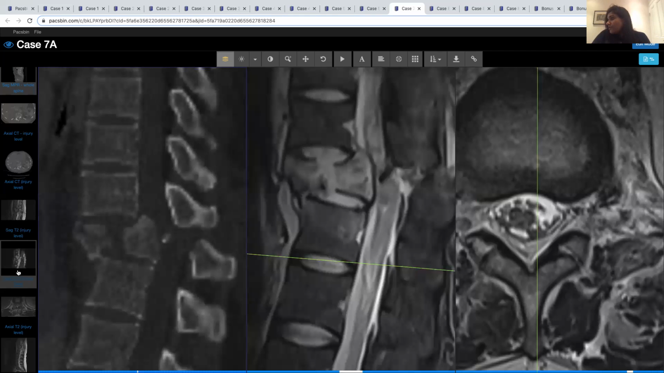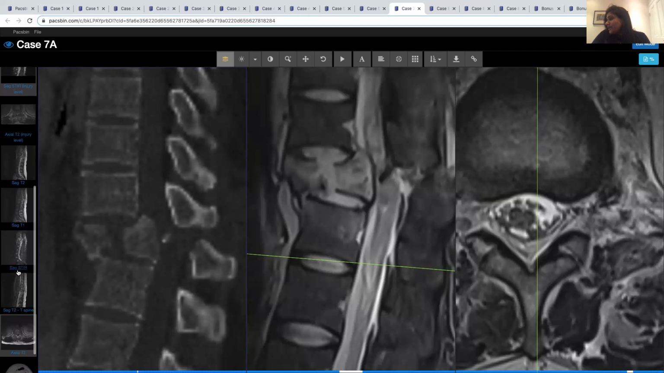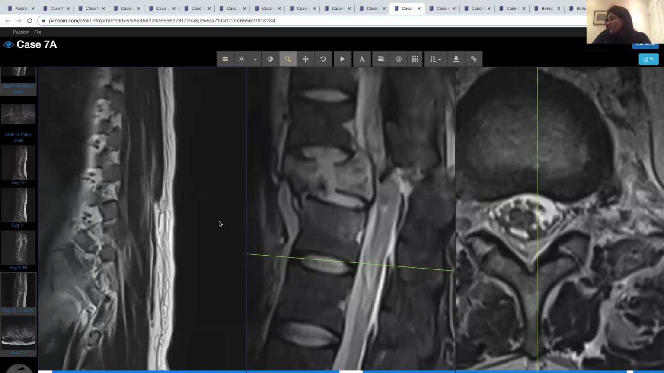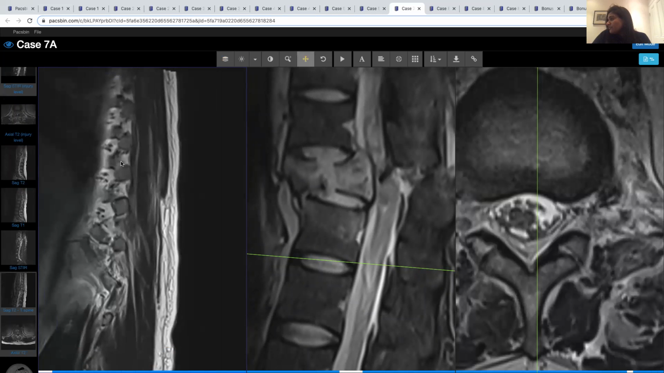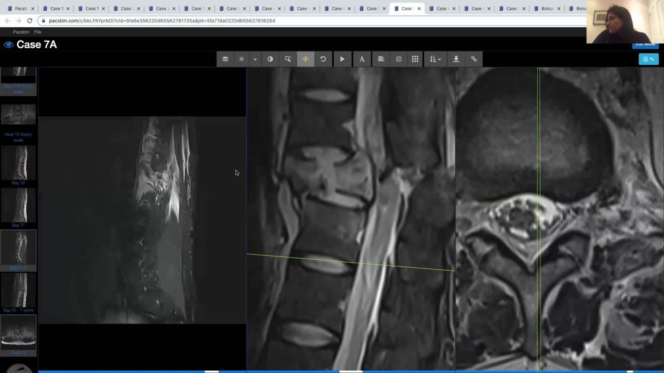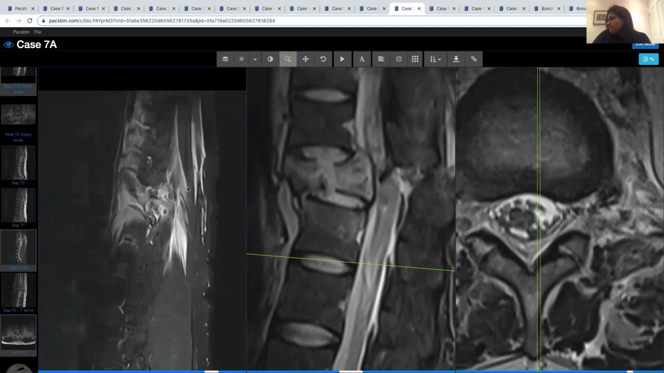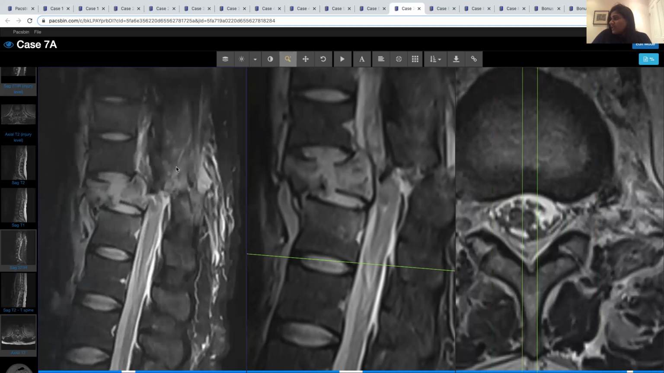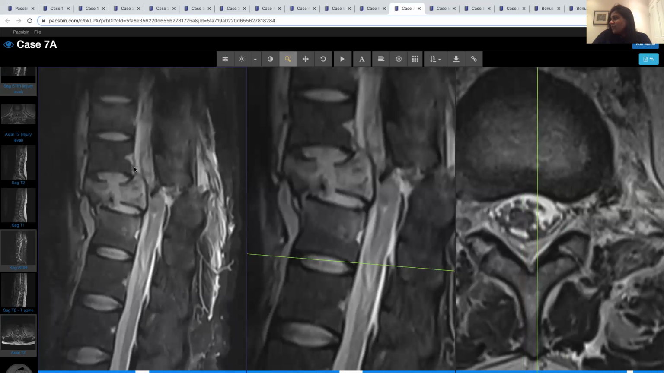Now, when we look at the MRI, this is a good one to show you some of the focal ligamentous deficits. So let me just zoom up on the STIR. Okay, so here we can see that there's probably a focal disruption in the ALL here. You've got a little bit of buckling of the ALL, but there's probably a focal disruption there. There's almost certainly a disruption of the PLL.